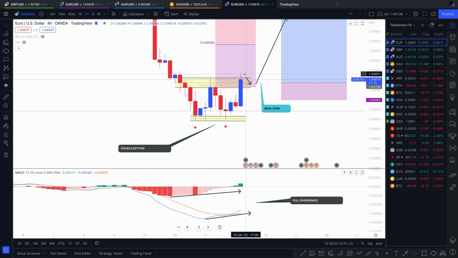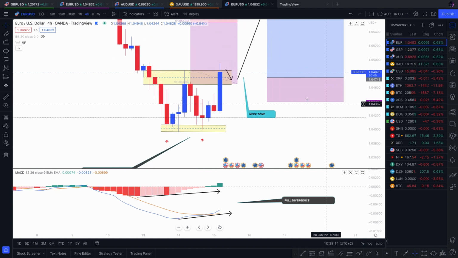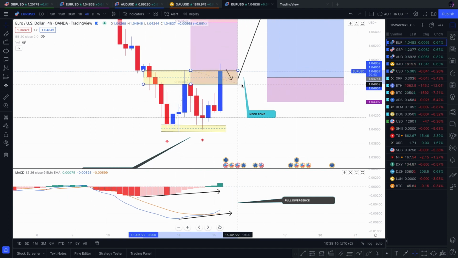This is the kind of stuff that I like to see with double bottoms and double tops. I'd like to see this candle close at least above the 50% mark of the next zone. If we do that, then I will be waiting for a retracement into the next zone, as you can see from this arrow right here.